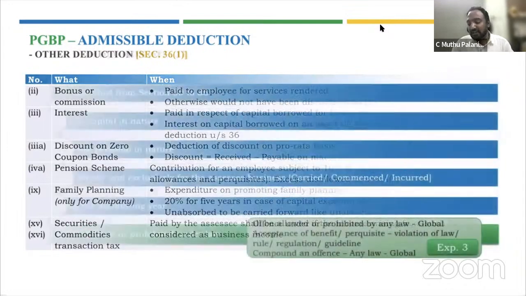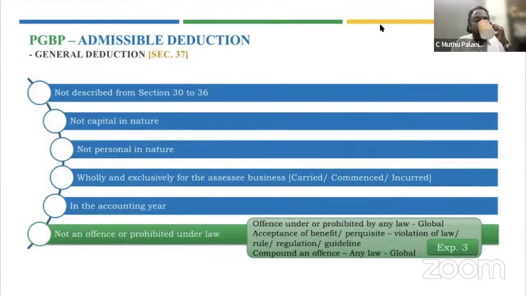So the next section, the last section in admissible deductions, is section 37. It is called a general deduction. As I told you, it's a miscellaneous deduction. So what is the condition? Very simple. You yourself can remember. First, what is the major condition? Since it's a miscellaneous deduction, it should not have been already covered between section 30 to 36. So that's the first condition.